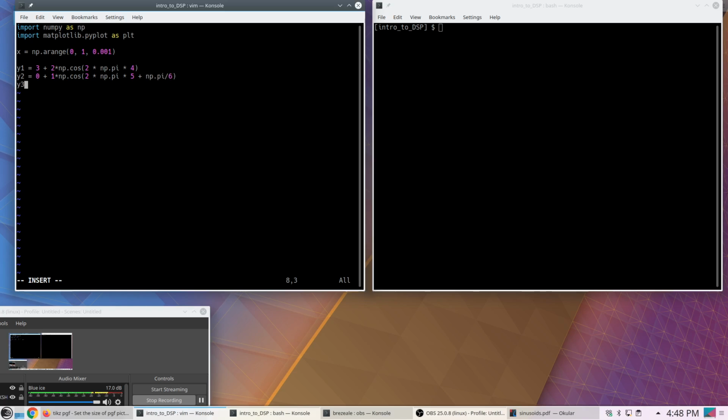And let's say y3 is equal to minus 1 plus 5 times np.cos of 2 times np.pi times 7x minus np.pi divided by 4. And now y is equal to y1 plus y2 plus y3. So what am I doing here? Each of these really is a vector of terms, because I'm using x here, which I left out, sorry. Good thing I was discussing it.